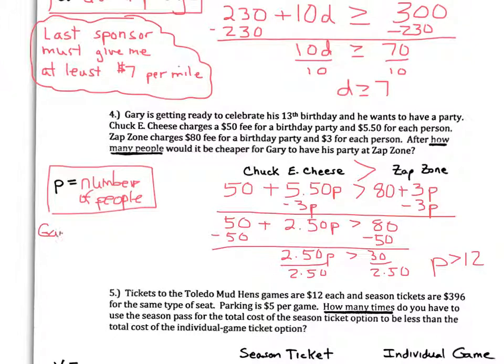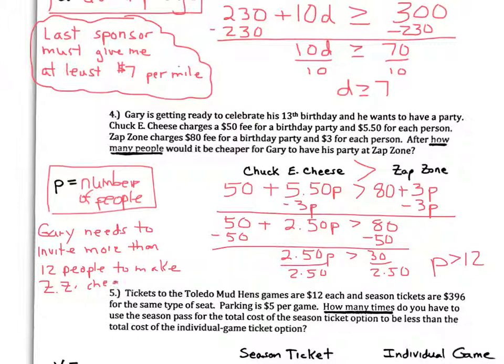So Gary needs to invite more than 12 people to make Zap Zone cheaper. So if he wants to go to Zap Zone instead of Chuck E. Cheese's, he needs to have a bigger party. It'll actually end up being cheaper.